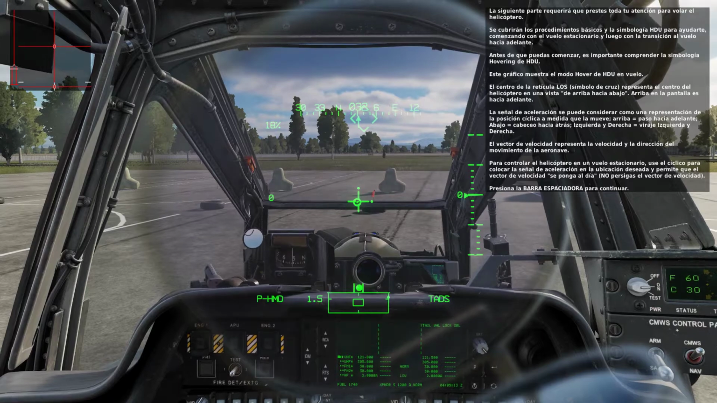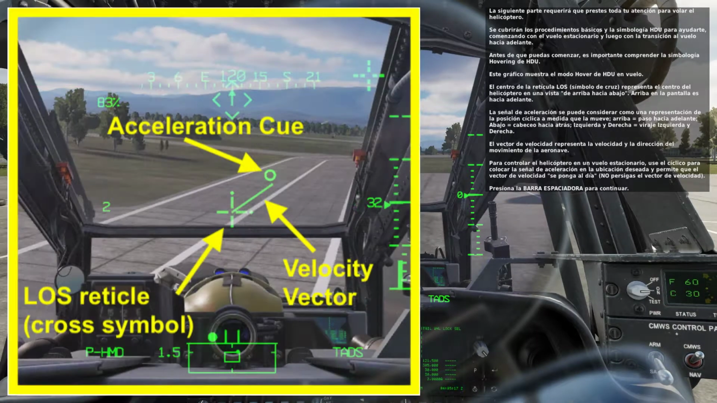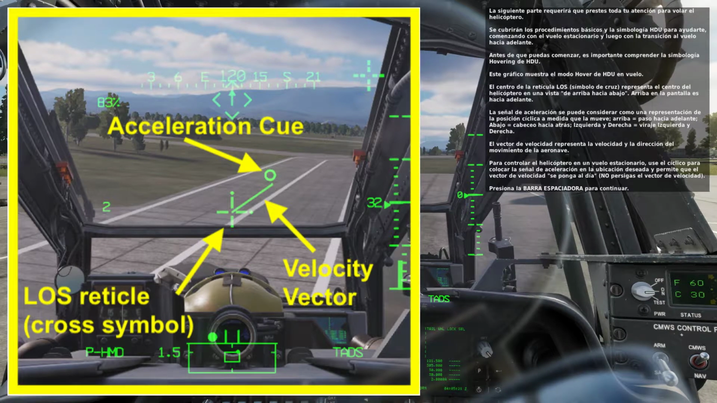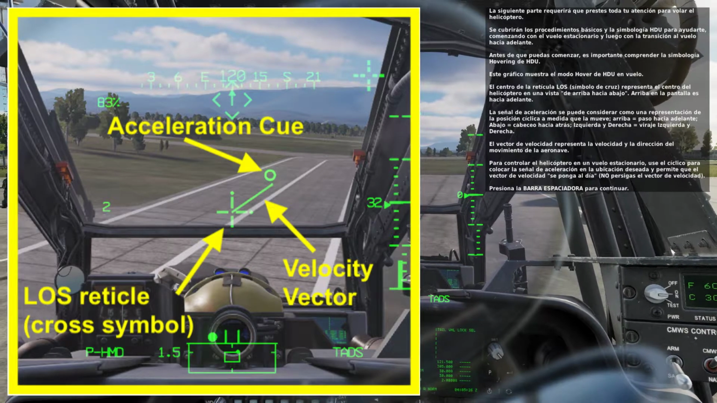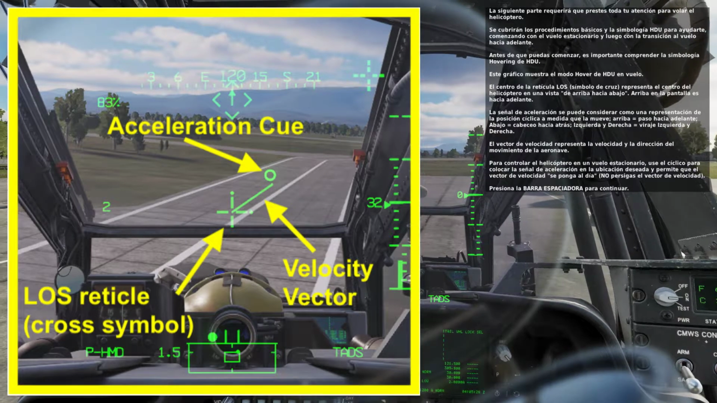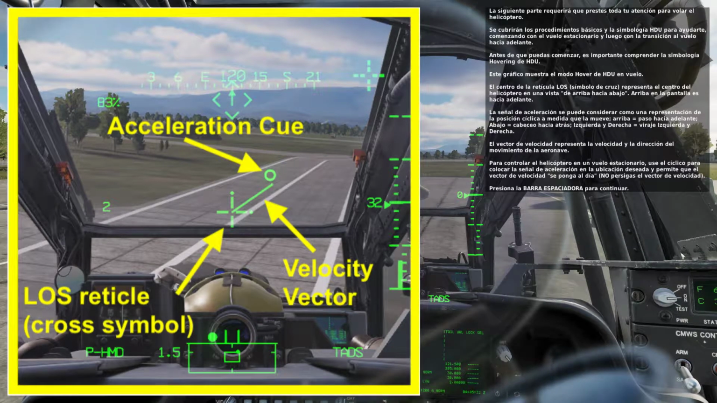The next part will require your full attention to flying the aircraft. The basic procedures and HDU symbology to aid you will be covered, starting with hovering, then transitioning to forward flight. Before you can begin, it is important to understand the HDU hovering symbology.